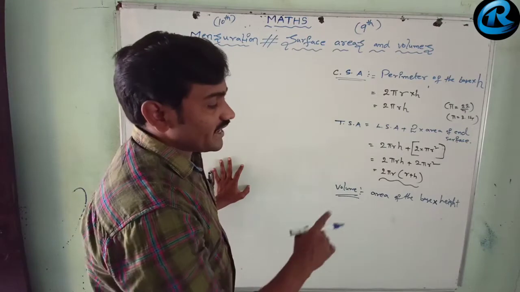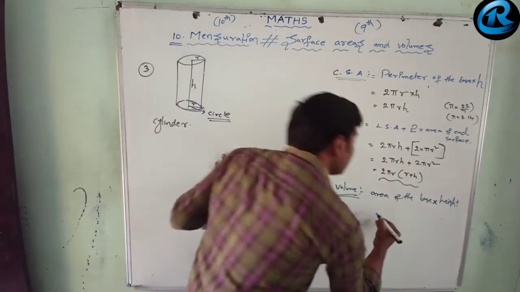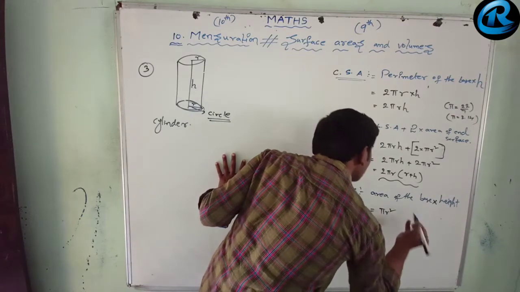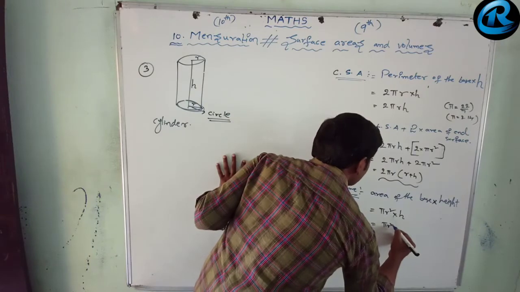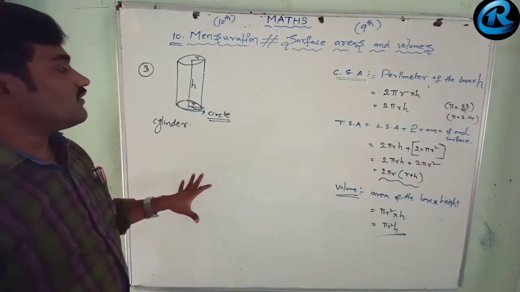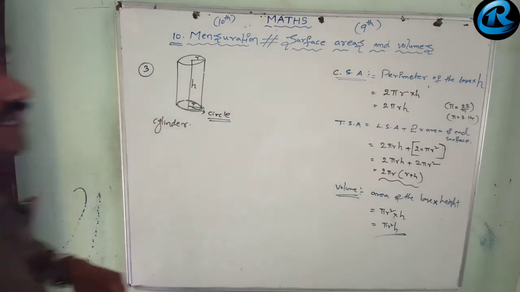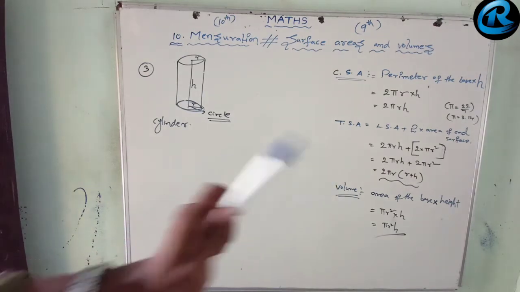Volume of the cylinder formula: area of the base into height. The area of the base, a circle, is pi r square, into h. That is pi r square h. And this is the formula of the curved surface area of a cylinder, the total surface area of the cylinder, and the volume of the cylinder.